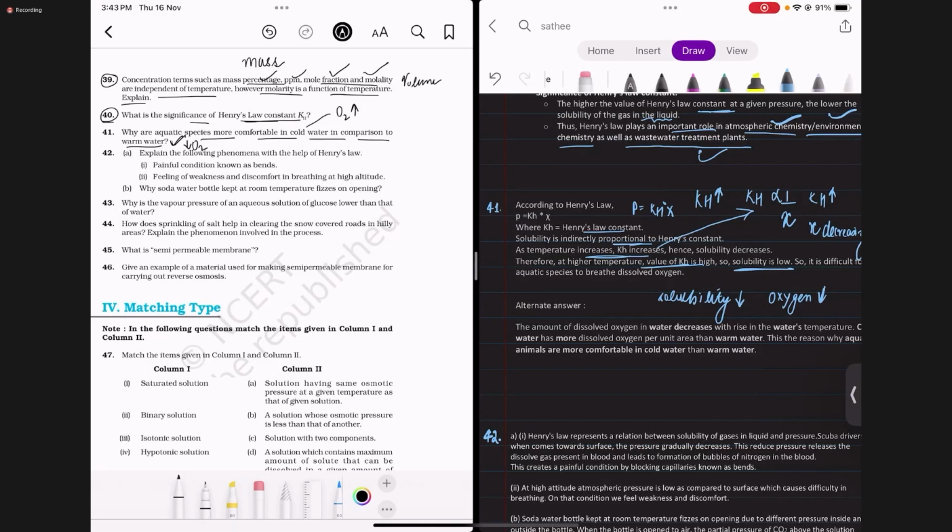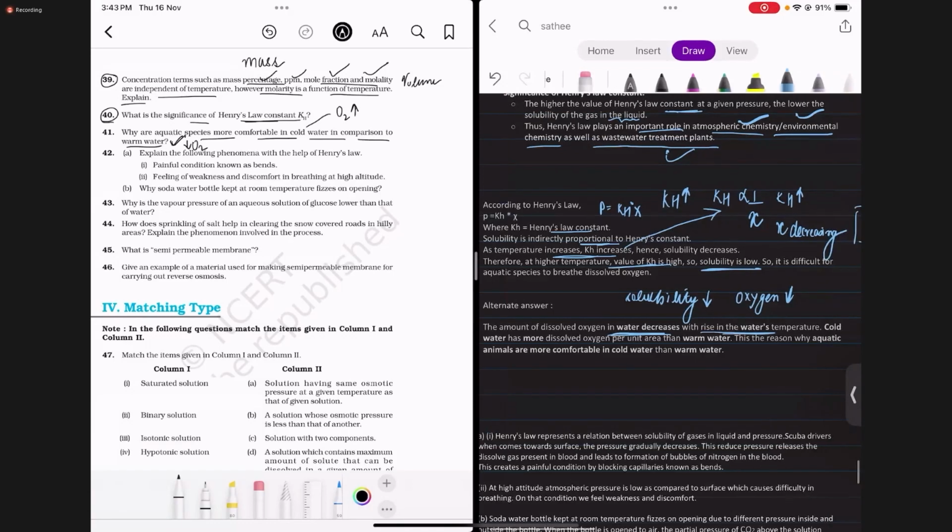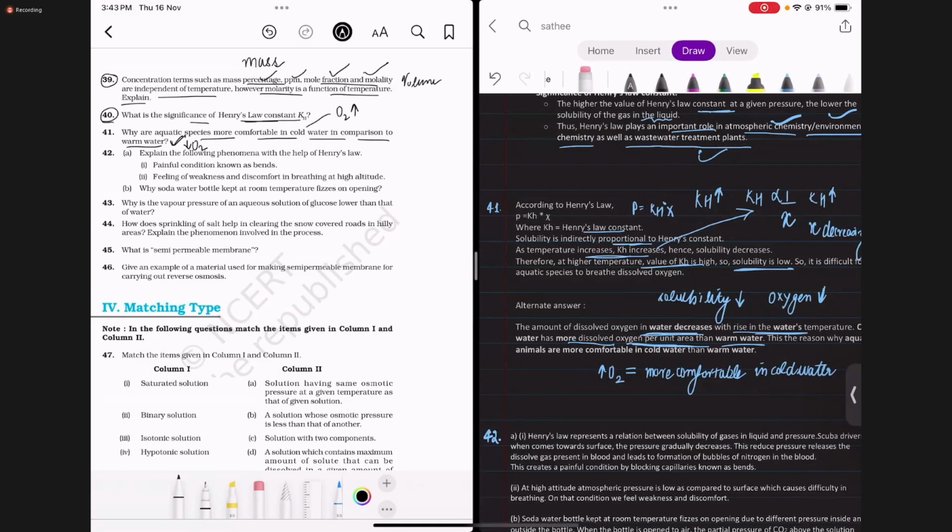है then the molecules of gas have a higher kinetic energy and they can escape, so the solubility decreases if temperature is more. So amount of dissolved oxygen in water decreases with the rise in water's temperature. Cold water has more dissolved oxygen per unit area than warm water, and because it has more dissolved oxygen, so the aquatic species are more comfortable in cold water. So ये हो गया हमारा reason why aquatic species are more comfortable in cold water.